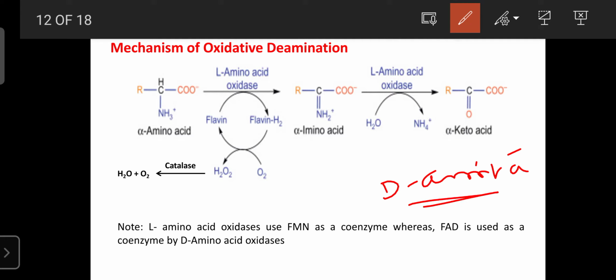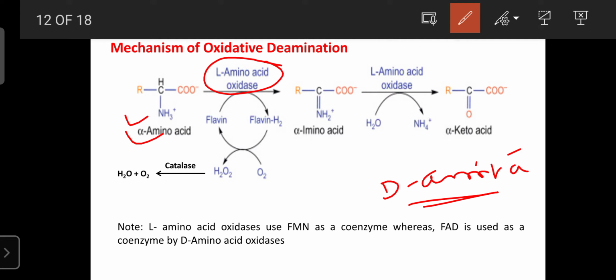Regarding these enzymes, L amino acid oxidase is less active, but D amino acid oxidase is more active. Both of these enzymes, L amino acid oxidase and D amino acid oxidase, are flavoproteins. L amino acid oxidase acts on the alpha amino acids, and D amino acid oxidase acts on the D amino acids, in the presence of the flavins.